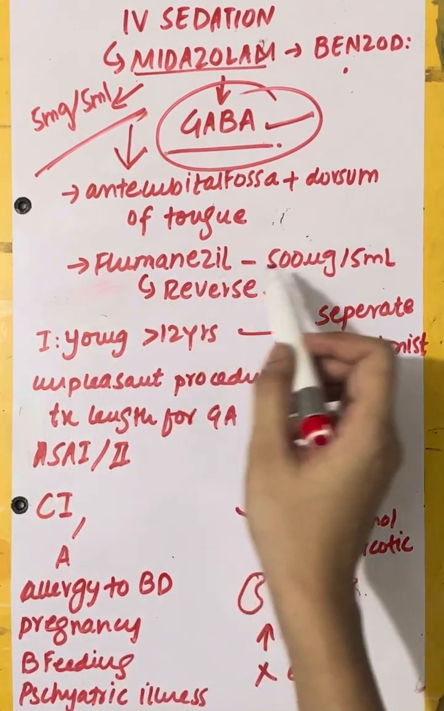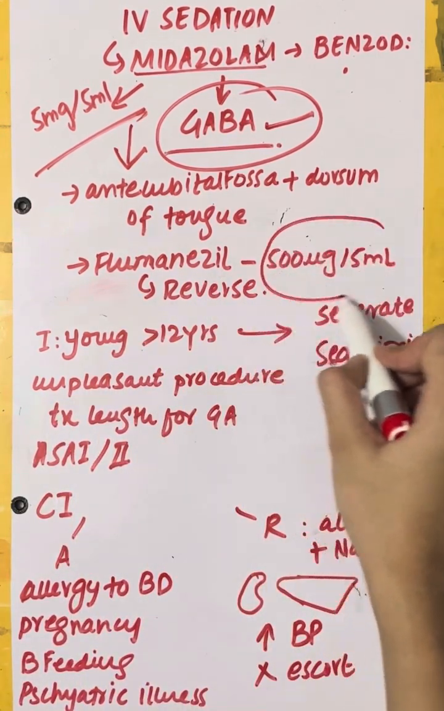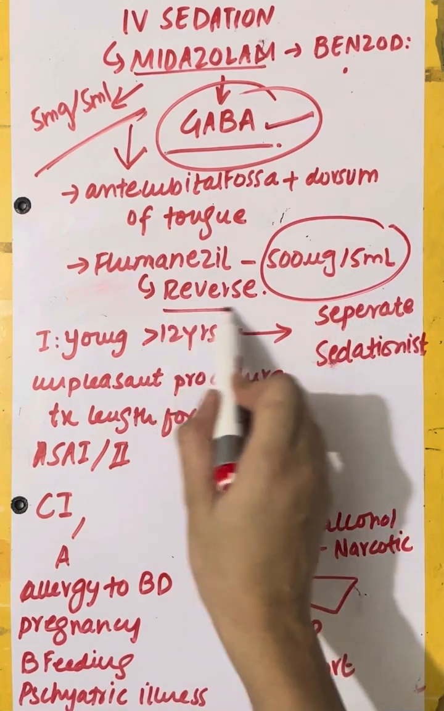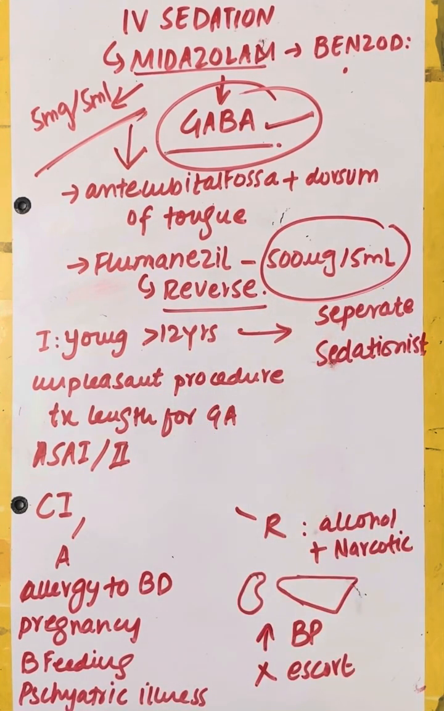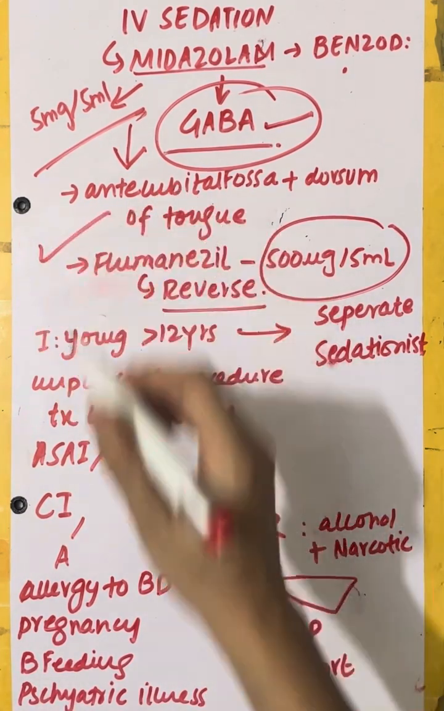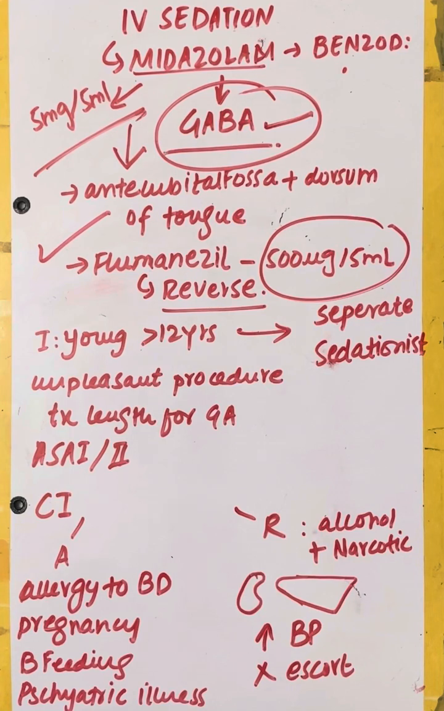We use flumazenil, 500 microgram per 5 ml, to reverse the action of midazolam if it is given in high doses. So flumazenil is used to reverse the action of midazolam. How much flumazenil? 500 microgram per 5 ml.